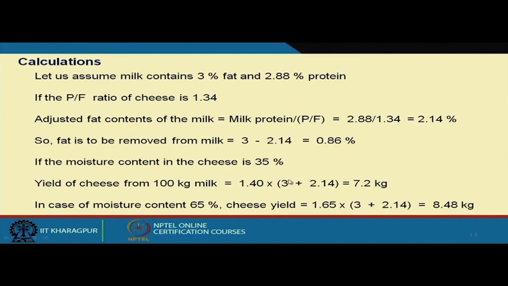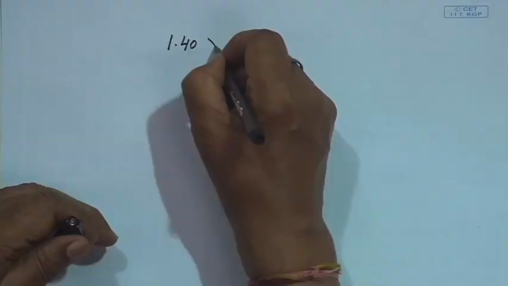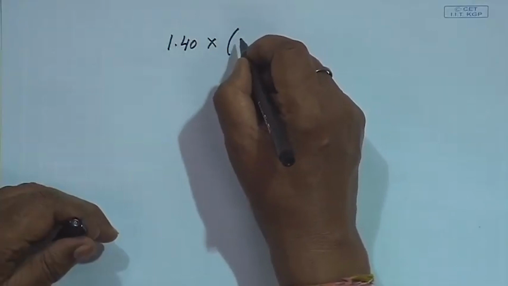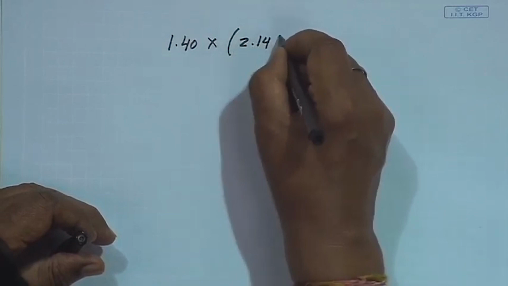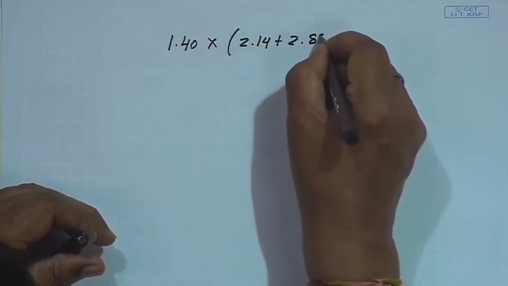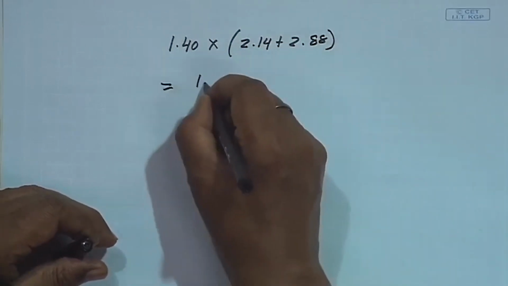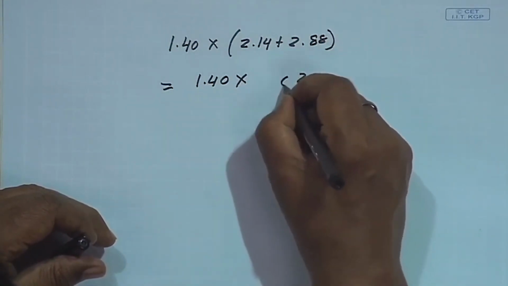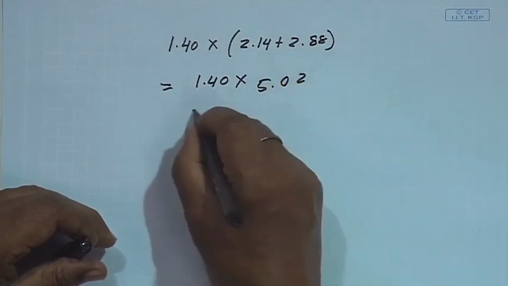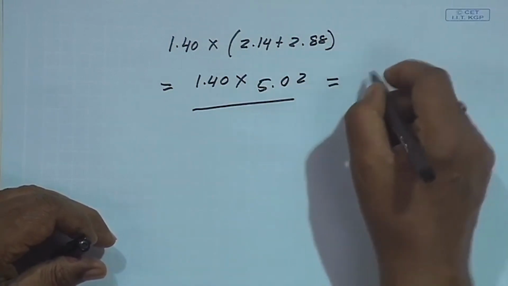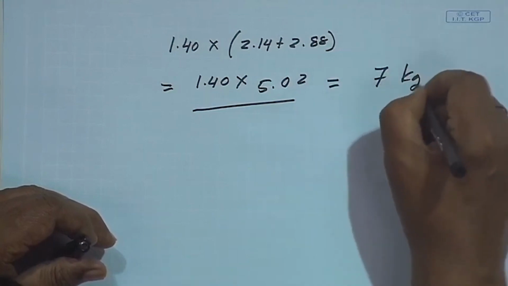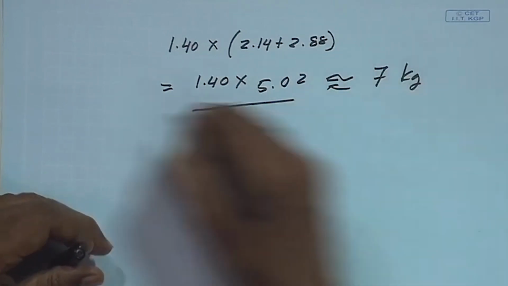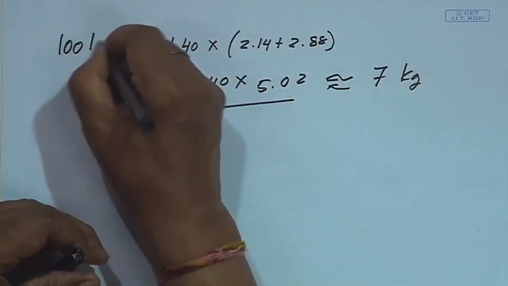If you look at the slide, I can show you the exact calculation of this. This will be 1.40 into the fat, which is 2.14, and the protein content is 2.88. So this is to be added. If you add them and multiply by 1.40, then it will come to approximately 7 kg. Say approximately 7 kg of cheese. So 100 kg milk produces about this.